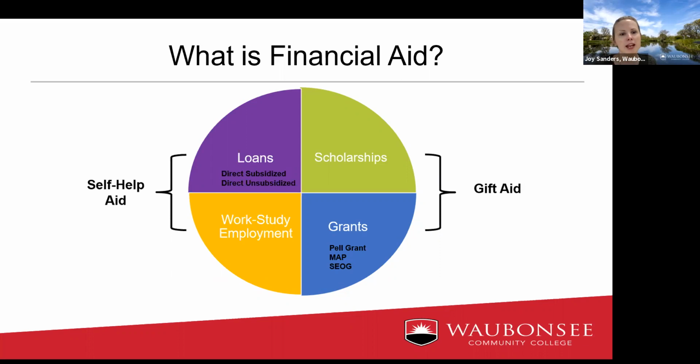The other type of aid would be self-help aid. So that would be loans, whether they're subsidized or unsubsidized, and work study or employment programs. So going back to loans for a second, the difference between a subsidized and an unsubsidized loan: if you have a subsidized loan, the interest on the loan is being paid for you while you're in classes. If you have an unsubsidized loan, the interest is accruing. Nobody is paying that while you're in classes.